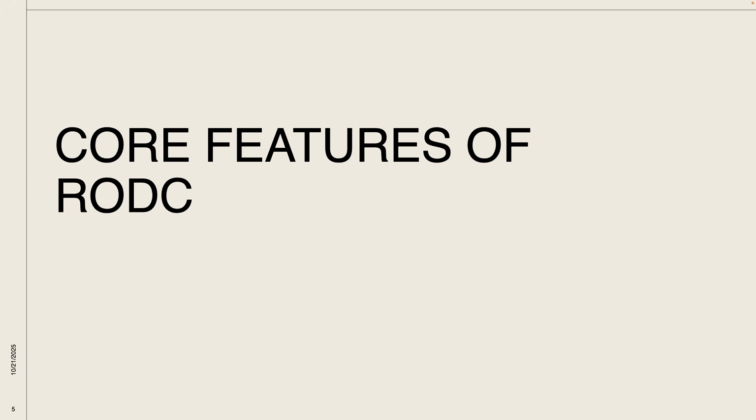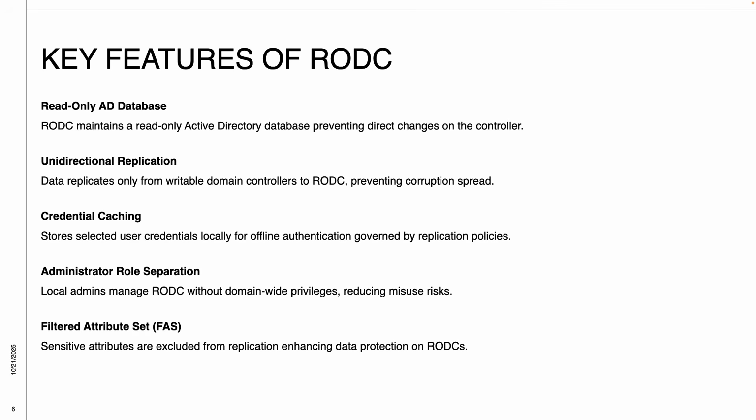Let's dive into the core features of the read-only domain controller. Read-only domain controllers offer several key features that make them suitable for deployment in less secure or remote environments. The first one is that they maintain a read-only Active Directory database. It ensures that changes can't be made directly on the RODCs. Second, they support unidirectional replication, which means they can accept replication from writable domain controllers but will prevent any potential corruption from spreading from these RODCs.